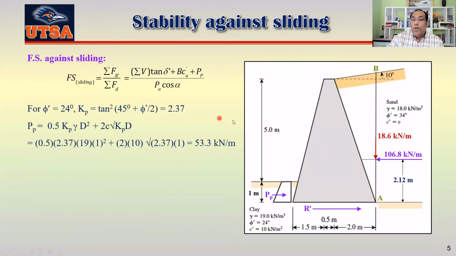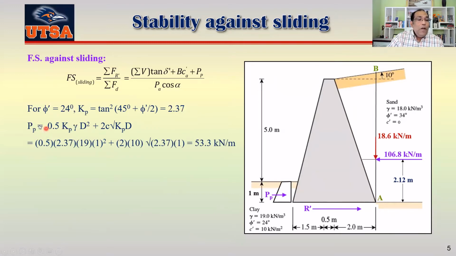Now we have to find out our Pp. You can see here, this is the soil properties, and we know for phi equal to 24, your Kp is tan squared (45 plus phi by 2), because this side is always kind of straight, doesn't have any angle here. And that's actually the case most of the time. So you can see your Kp is 2.37 for phi prime is 24.